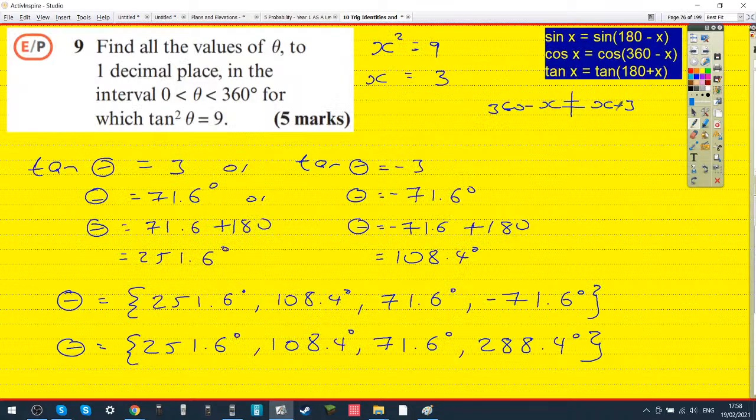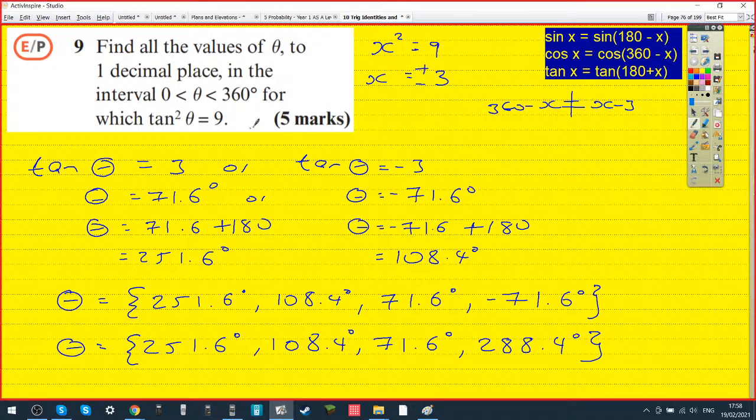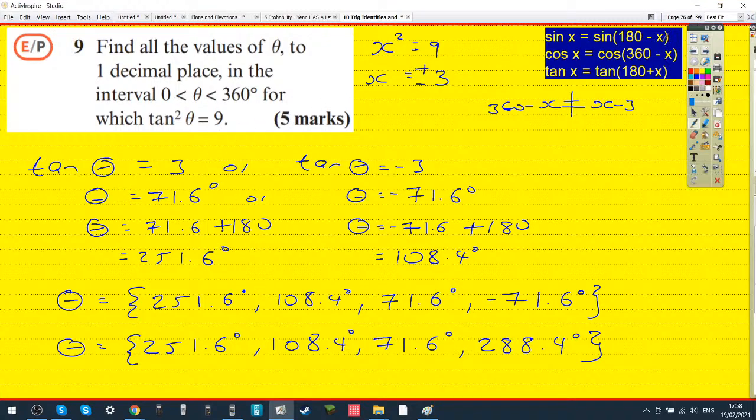So how many answers do we have here? We have 4. We had to double because tan theta was equal to 3 or tan theta was equal to minus 3. Because of plus or minus 3, we have 4 solutions instead of just the normal 2. So, when do we need a third and a fourth answer?